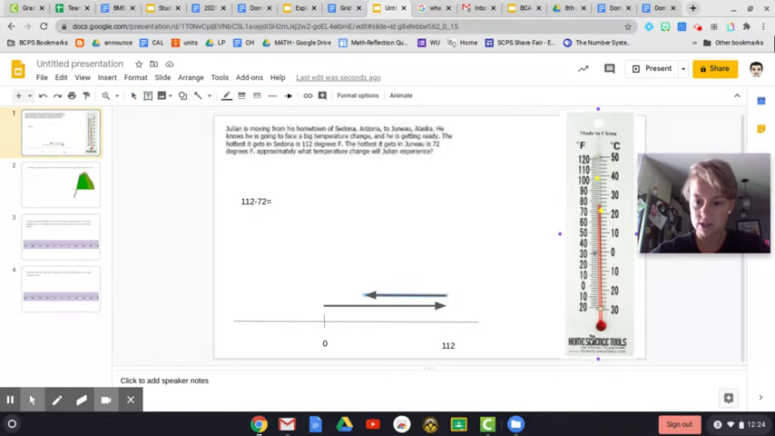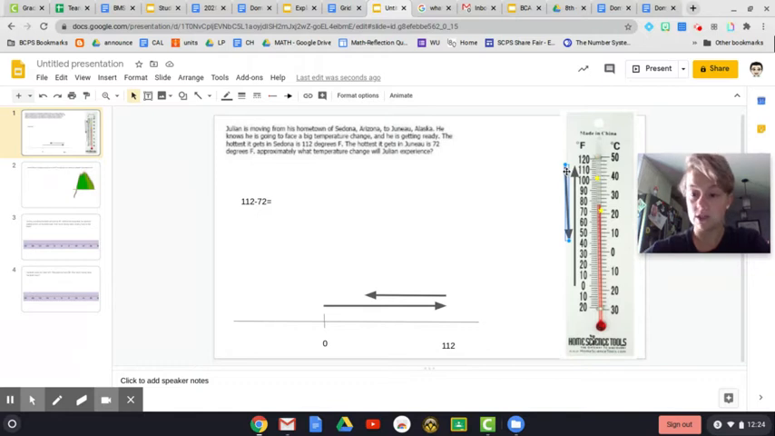So we would start at 0 and make our way up to 112. There's our first temperature. And then we would go down. I guess it helps if I put my arrow going up enough, huh? There we go. Then we would move down 72 degrees. So we would start here and move down 72. And that places us at 40 degrees, if my arrow will cooperate. So the answer is wherever our second arrow points, which is at 40 degrees.